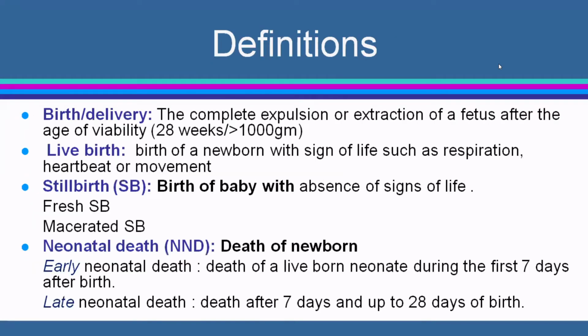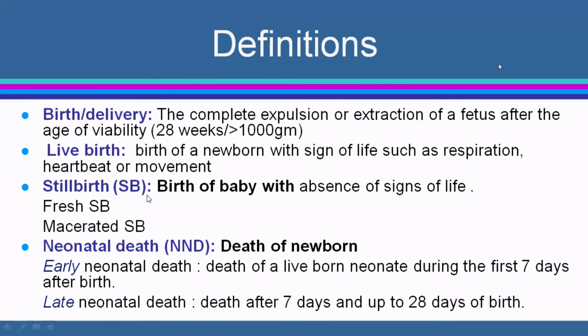Now, what is birth or delivery? This is the complete expulsion or extraction of a fetus after the age of viability, that is 28 weeks in our country, or if the age of gestation is not known, then we take the weight of the baby. If it is more than 1000 gram, it is considered as a birth or delivery. Okay? And what is live birth? This is simply a birth of a newborn with signs of life, such as respiration, heartbeat, or movement of the body. Stillbirth means birth of a baby with absence of signs of life.